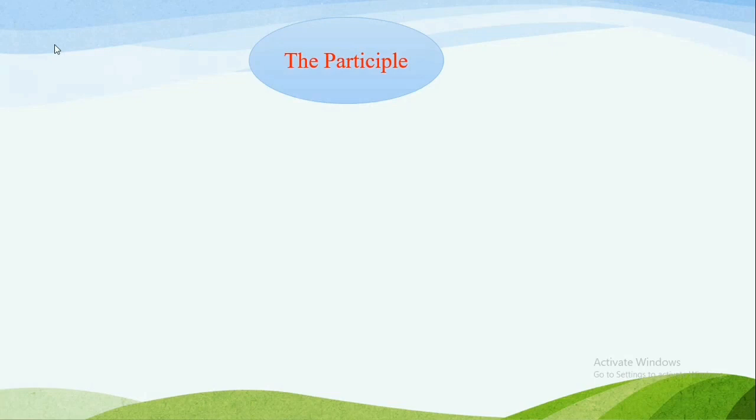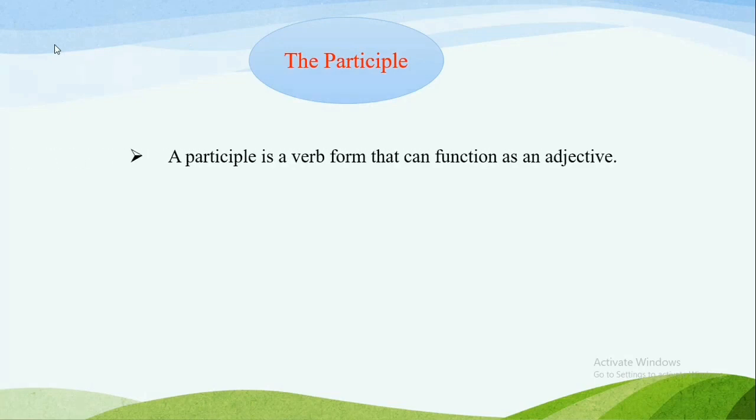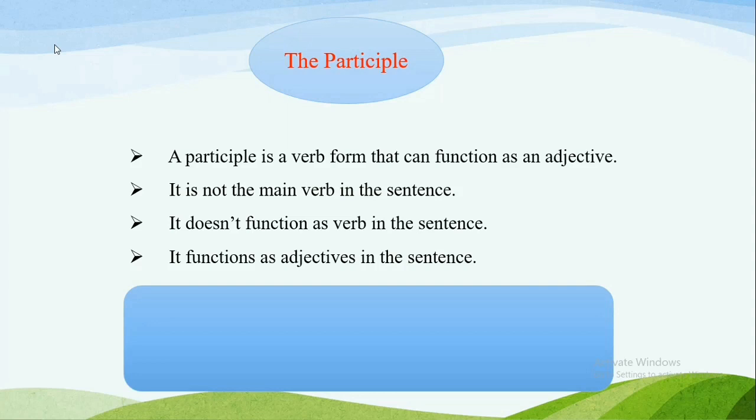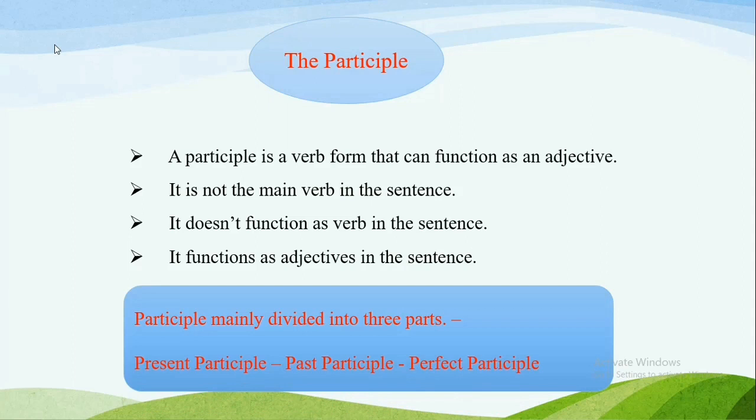Let's see the participles. A participle is a verb form that can function as an adjective. It is not the main verb in the sentence. It doesn't function as a verb in the sentence. It functions as an adjective in the sentence. Remember these points about participles. Participles are mainly divided into 3 parts: present participle, past participle, perfect participle.